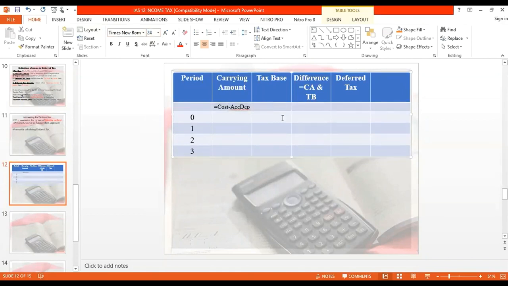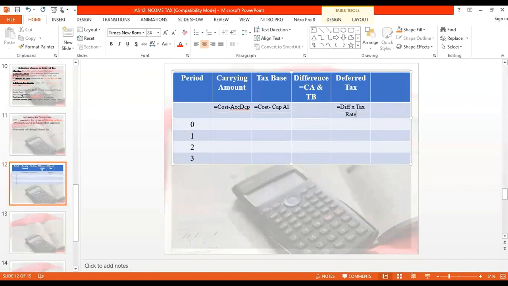What is tax base? Tax base is equal to cost minus capital allowance. So of course, deferred tax is equal to the difference times the tax rate. The difference times the tax rate. So that is how you get the deferred tax. Please, if you use this format, you will always earn the majority of the marks.